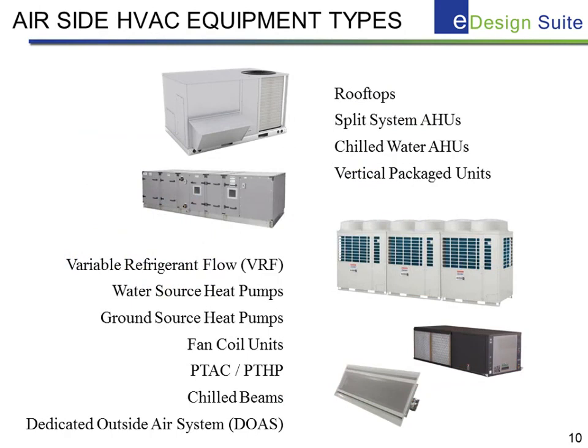Let's now list some of the key airside systems you can configure in HAP. They include rooftop units, split systems, air handling units, chilled water or DX, VRF (variable refrigerant flow) systems, water source heat pump systems, geothermal heat pump systems, fan coils, package terminal air conditioners, chilled beam or induction beam systems, and DOAS (dedicated outdoor air systems), either standalone or part of a terminal air system like a water source heat pump, geothermal, VRF, fan coil, or chilled beam loop.